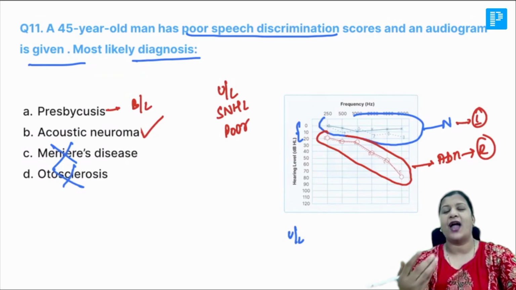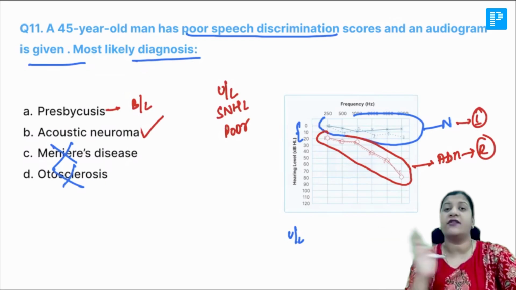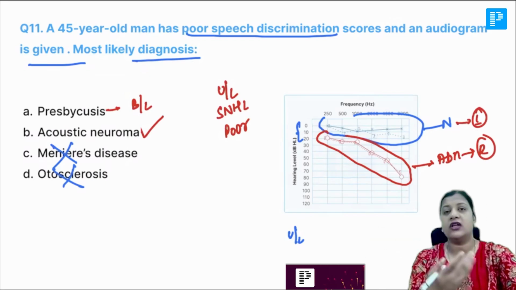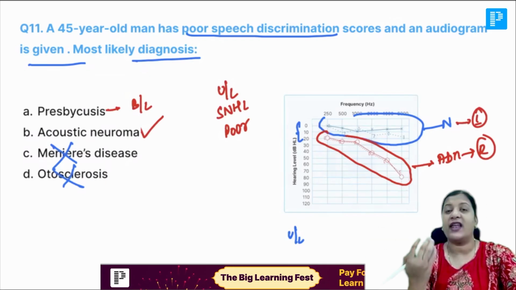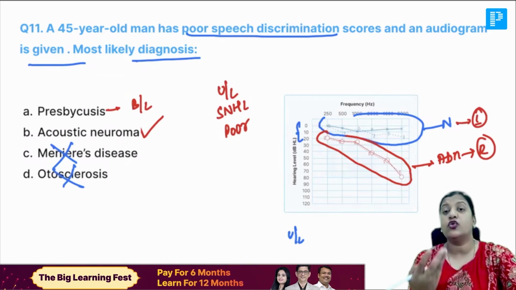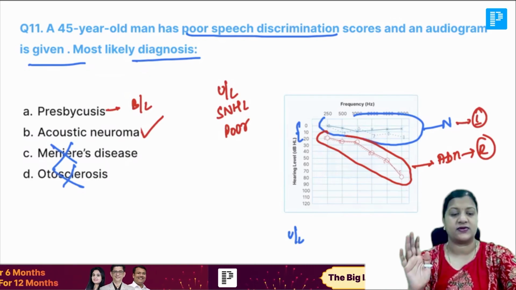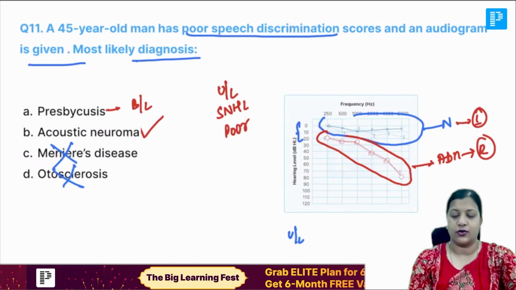Presbycusis is age related. Why would somebody have one ear normal and one ear abnormal? Aging will cause both the ears to become abnormal, right? So it's very rare or unlikely that there is a unilateral involvement in presbycusis. Got it? I hope this is clear to all of you.